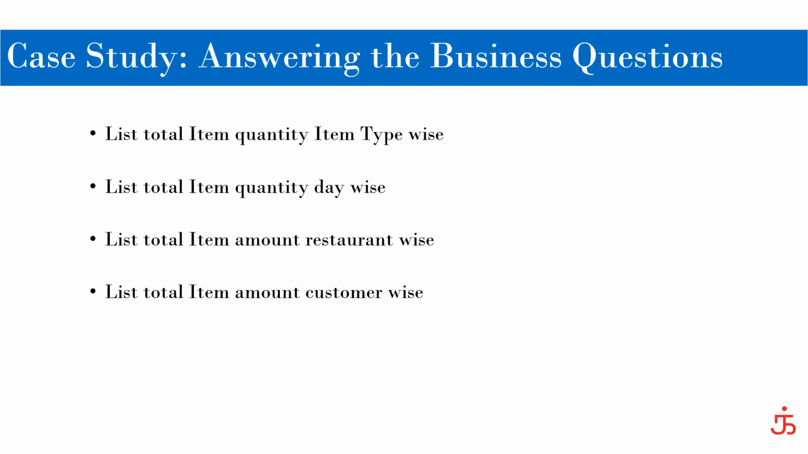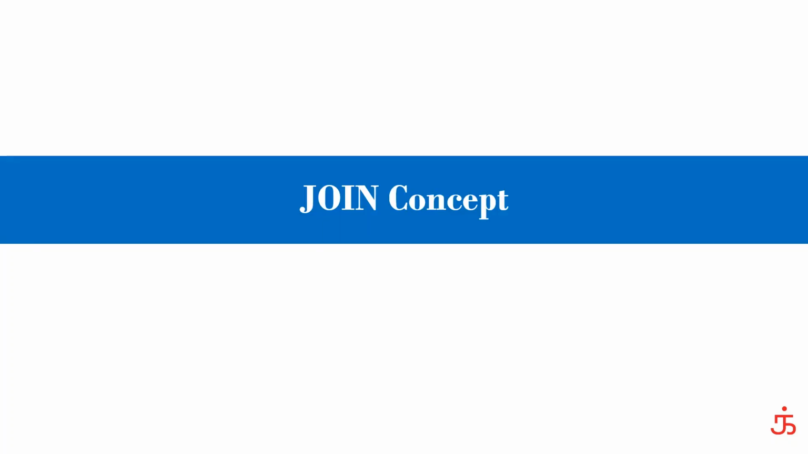So we are going to use a join, because the total item quantity is from one table and item type is in another table. Similarly, the list of item quantity is in one table, and if you want to show it day wise, that is in another table, because the order header has the day information. So like that, we need to join 4 different tables so that we will be able to get these results. That's what we are going to learn.